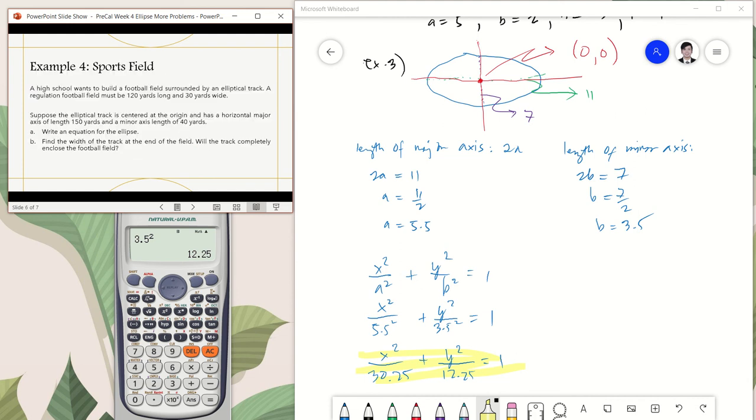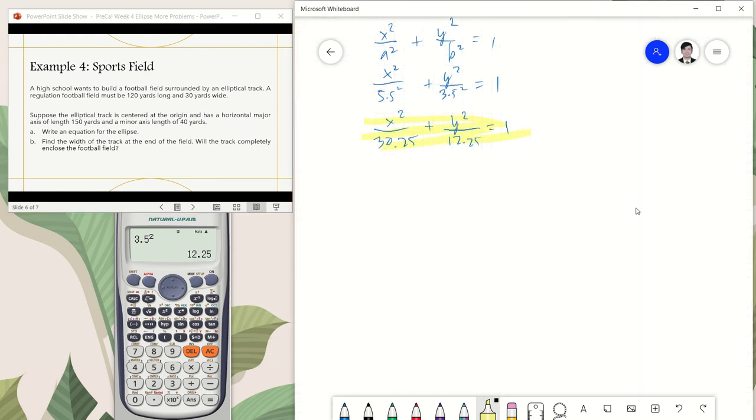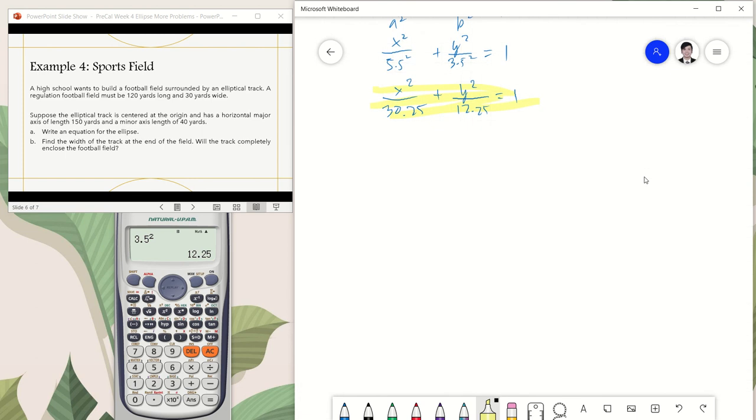Our last example is about the sports field. A high school wants to build a football field surrounded by an elliptical track. A regulation football field must be 120 yards long and 30 yards wide. So imagine we have a rectangle and an ellipse, because this is what we usually see in a football field. An ellipse and then a rectangle inside.